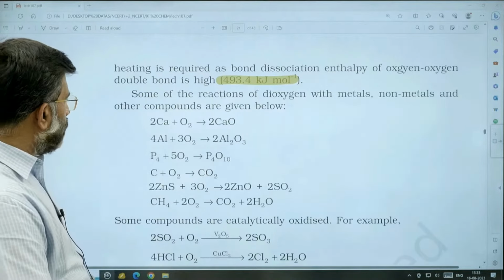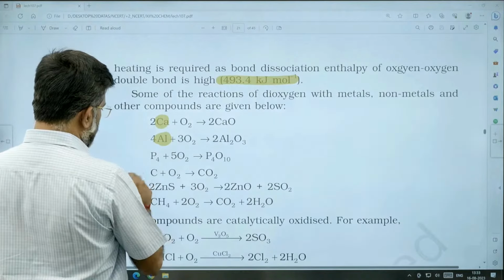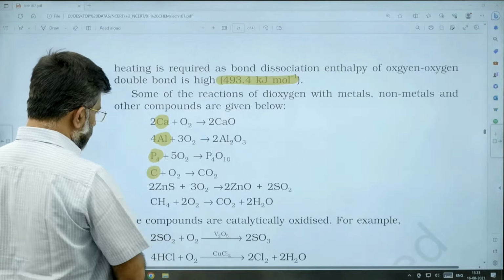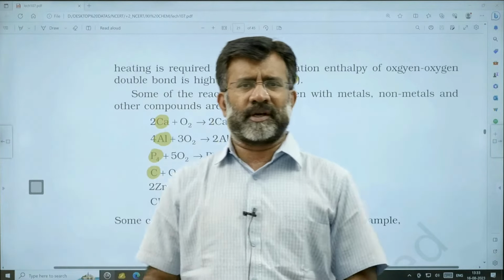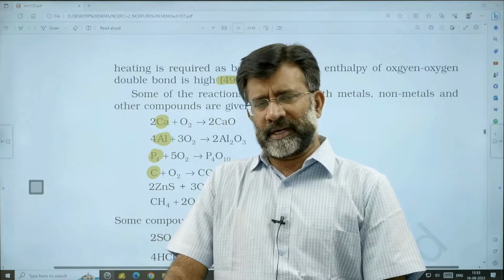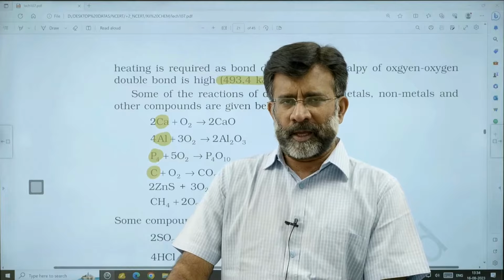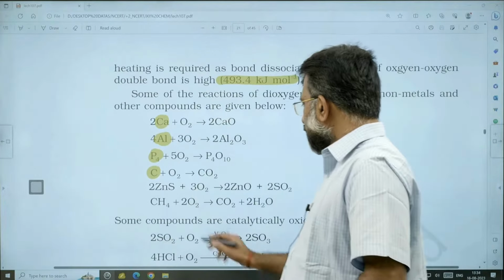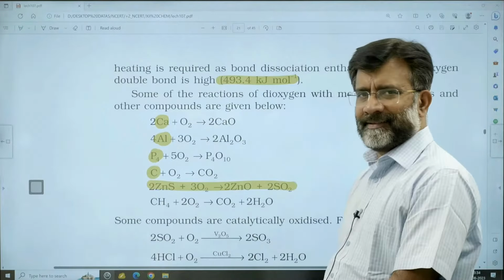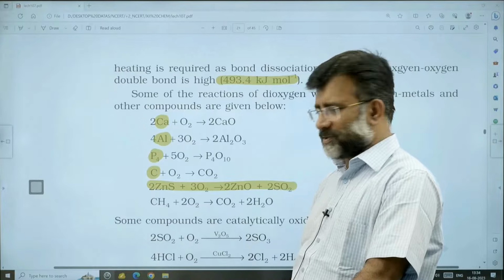O=O double bond. You see it is reacting with calcium, aluminium, phosphorus, carbon, etc. With aluminium, all these reactions are highly exothermic. I am sure you might have heard about the high affinity of oxygen with aluminium. Aluminium oxide is highly stable. And what is the importance of this reaction? It is important in the metallurgical industry, the roasting process.